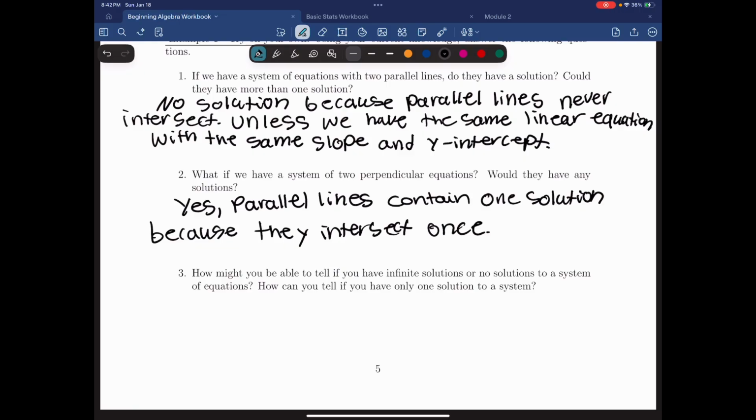Taking a look at question 3, we have, how might you be able to tell if you have infinite solutions or no solutions to a system of equations? And how might you be able to tell if you only have one solution? Well, the first thing is, if both lines have the same slope and y-intercept, then you're going to get, here I'm going to write an arrow, infinite solutions.